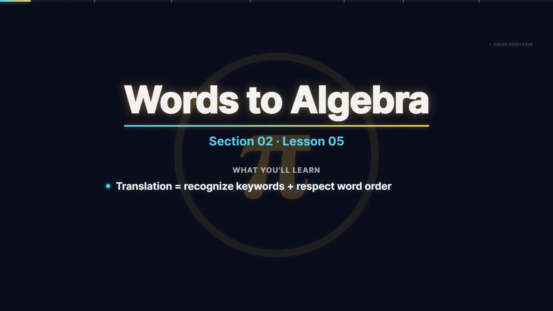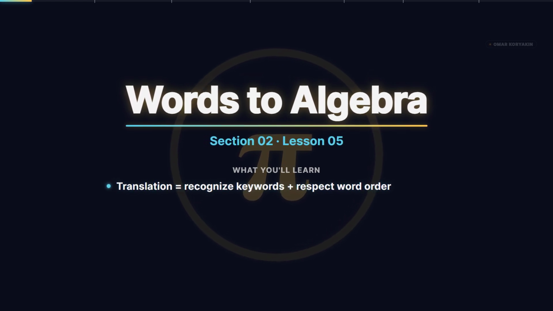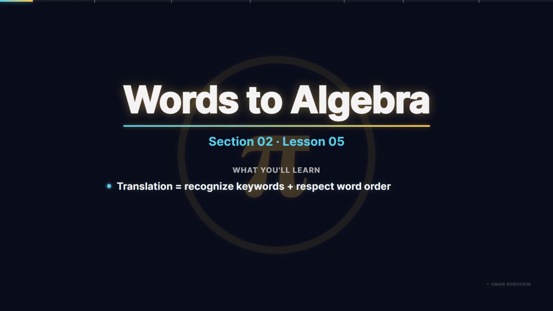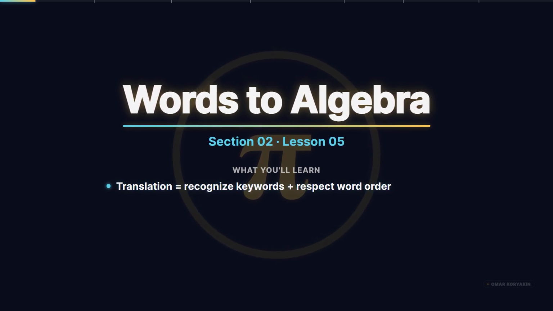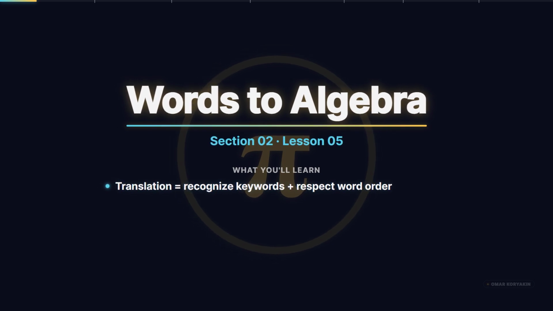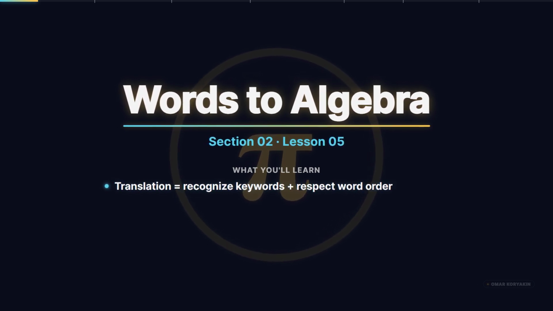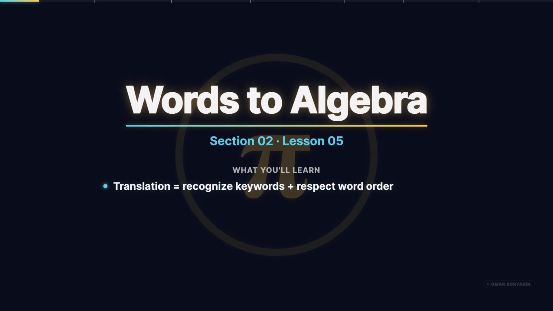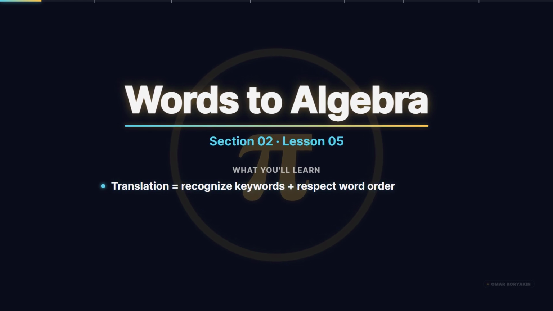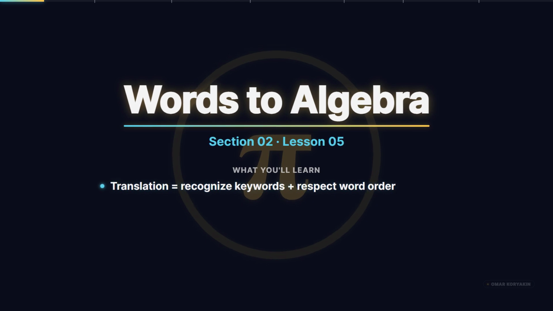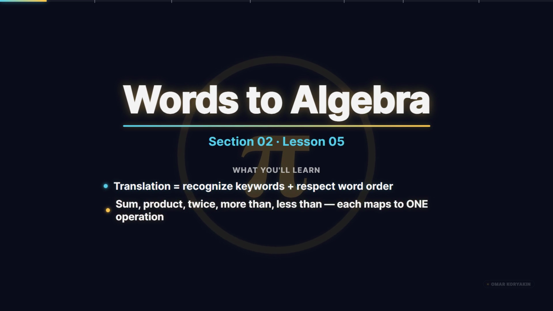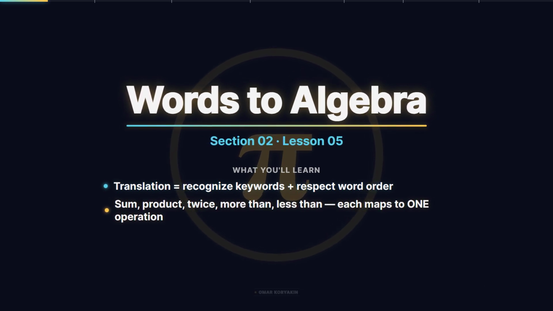Translation is a two-part skill. Part 1 is keyword recognition. Every English math word maps to exactly one arithmetic operation, and you need to know the dictionary code. Part 2 is word order reading. Some operations care about the order of the inputs, and some do not, and English sentences sometimes flip the natural mathematical order. Get both halves right, and any reasonable word problem can be turned into clean algebra in under a minute. Get either half wrong, and the algebra you write down will not match the problem you were given.